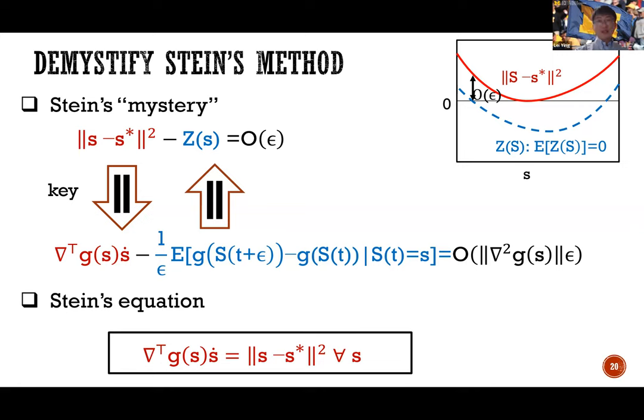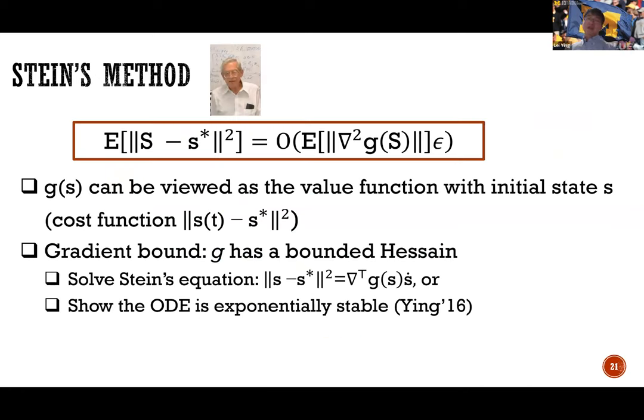And one thing I want to point out is that when we look at this equation, everything is deterministic, okay? There's nothing stochastic here. S dot is a dynamical system, which is deterministic. The G function is, of course, deterministic. I mean, there's no randomness here, okay? And if, it turns out, we can show that G exists, and we can show the gradient and Hessian are bounded, then we can directly get to the conclusion that the mean square error is order epsilon, and the constant ahead of the epsilon is based on the Hessian, okay?